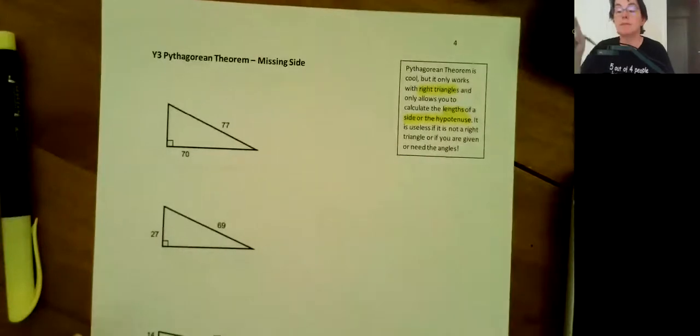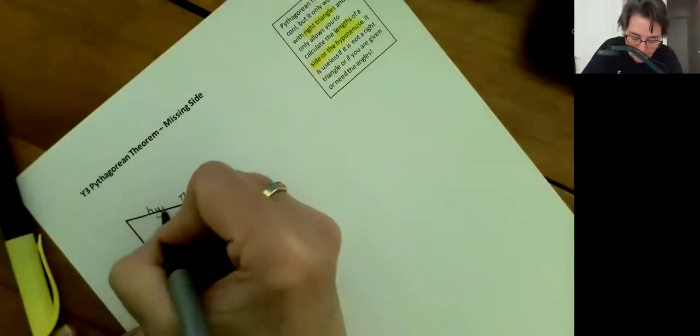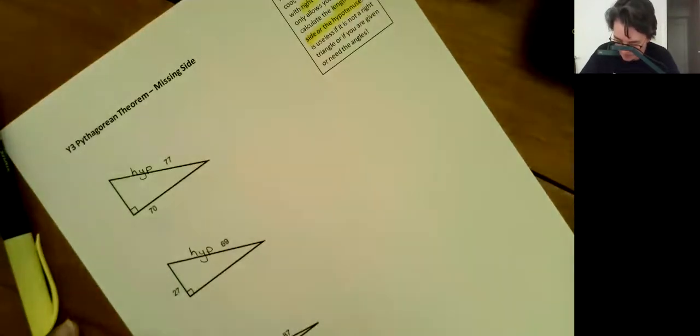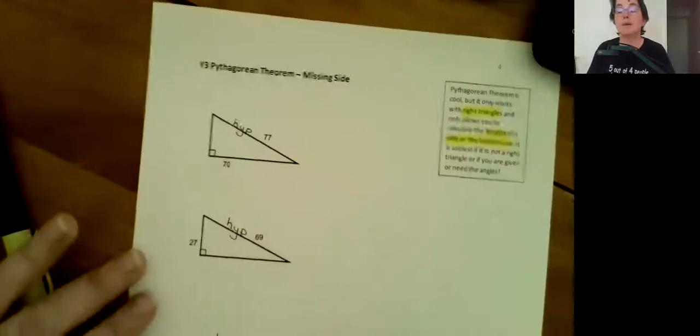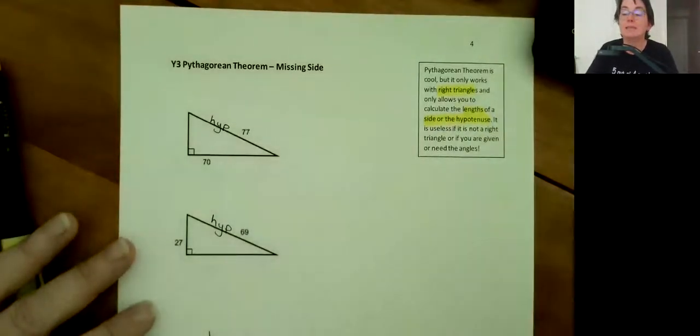Okay, number uno, you want to always label your hypotenuse. So I'm going to do that before I start. Hypotenuse, hypotenuse, hypotenuse. And I'm just going to apologize. I just found these all in a nice little website that had all the triangles lined up like that.